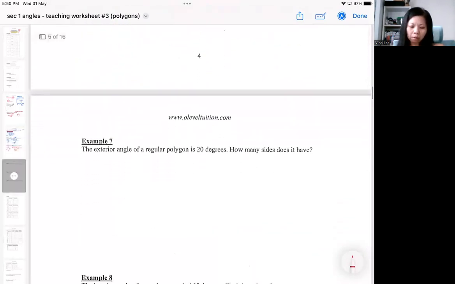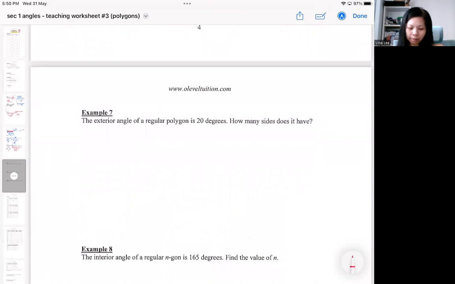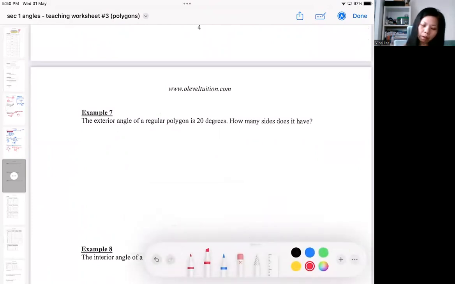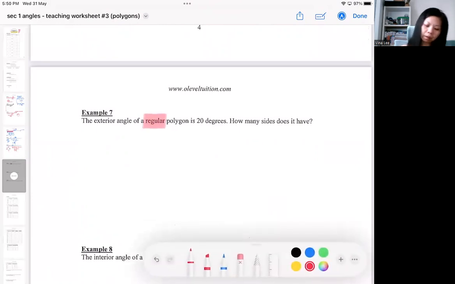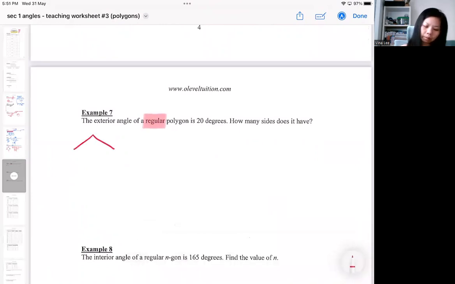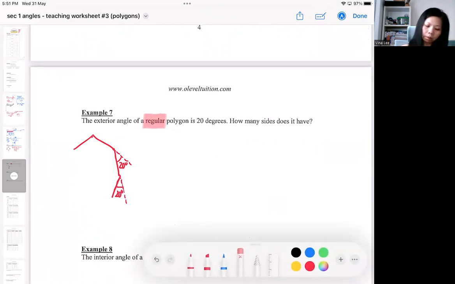Okay, so now example 7. Example 7 again is a regular polygon. So it's good that if you see regular, you go and highlight it. And they are giving you the exterior angle. So the exterior angle is 20, meaning all the exterior angles will be 20. So the exterior angle is quite small.